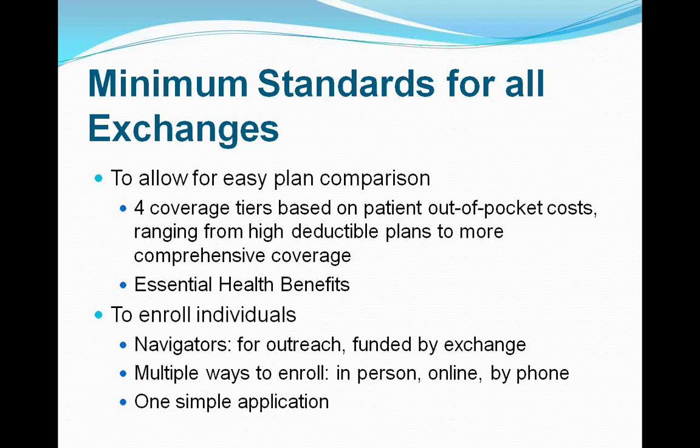They can be brokers. They can be nonprofit, community-oriented groups. They could be chambers of commerce. They could be any group that will be key in reaching the uninsured in your state, helping them learn about their new options and getting them enrolled. The exchange must have multiple ways for people to enroll. They can do it in person, online, or by phone, and they have to have one simple application so that there isn't a different application for every insurance carrier or every different program that's offered in the exchange.